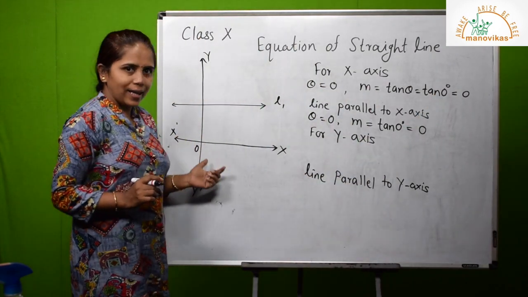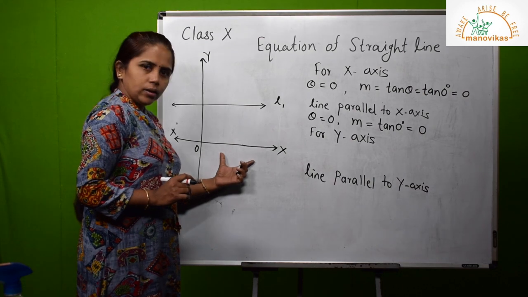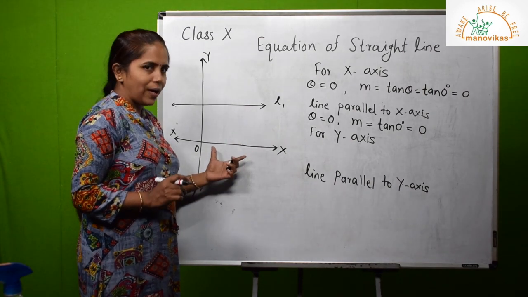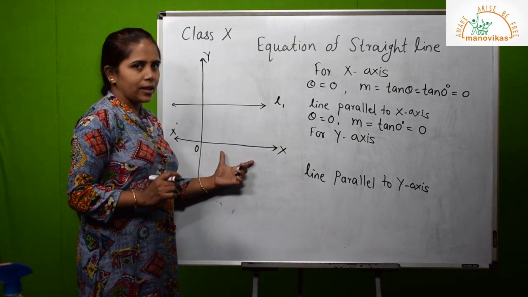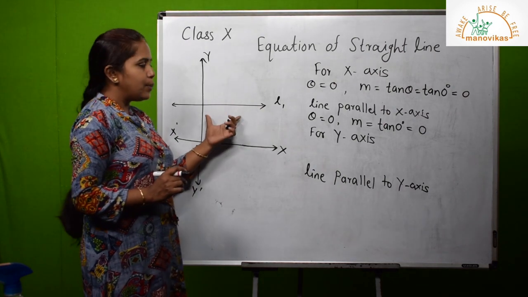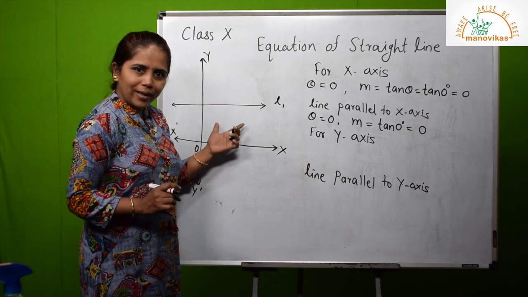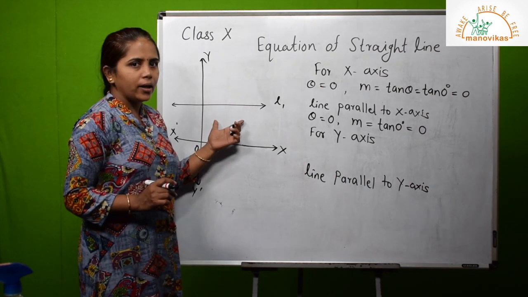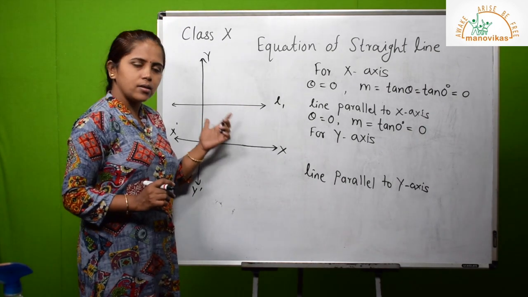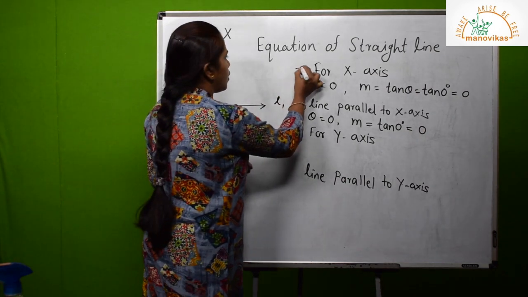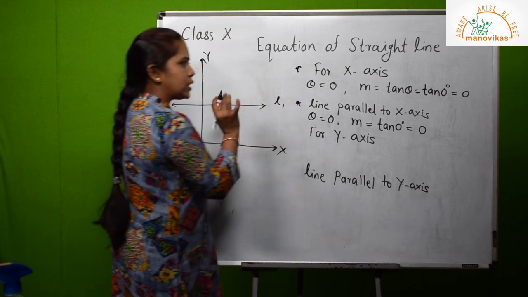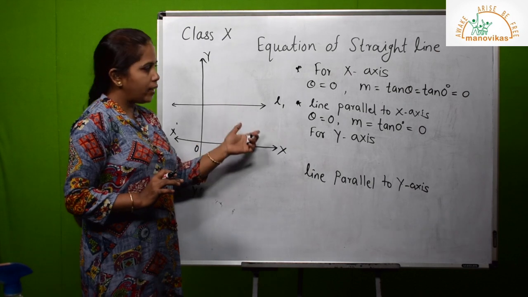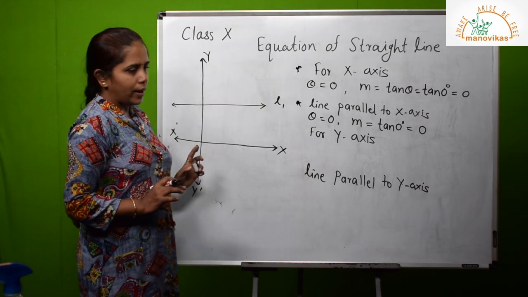So for x-axis, inclination is 0. So tan 0 value is 0. So slope of x-axis is 0. Similarly, for a line parallel to x-axis, inclination is 0. So slope of the line parallel to x-axis is also 0. This is the first point: slope or inclination of a line for x-axis and line parallel to x-axis.